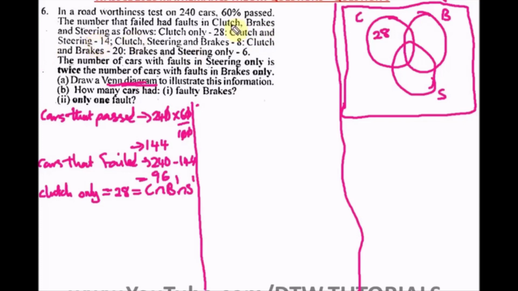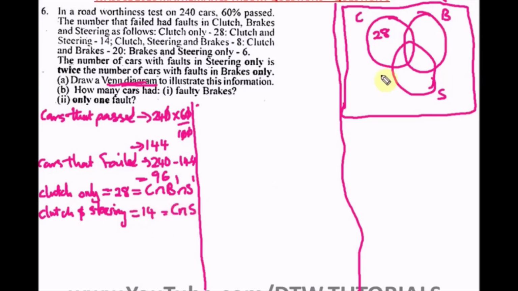There's no "only", so clutch and steering is a total of clutch and steering. So we're going to write here, we have here clutch and steering is equal to 14, which is C intersection S, represented in set. Okay, this is C intersection S, which is 14.